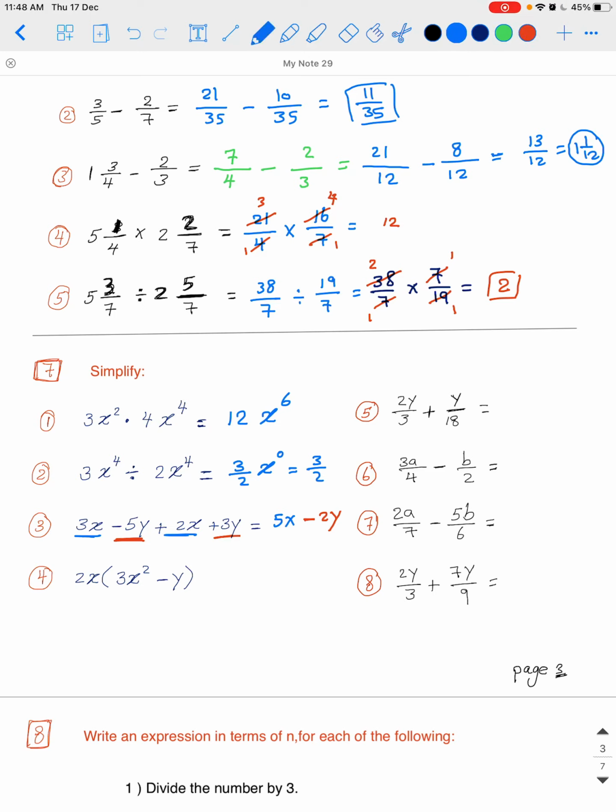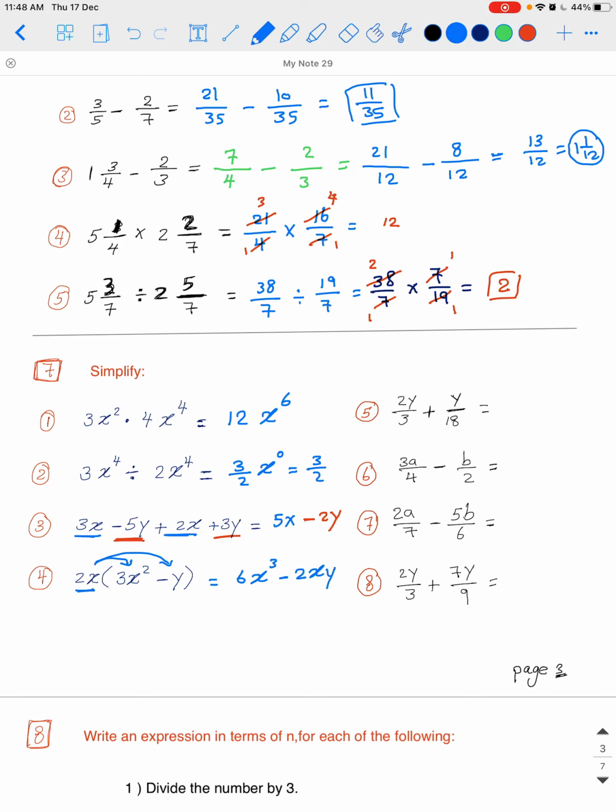Next one, he asked me to expand it. So 2x, I will take it and multiply it by this term and this term. So it will be 2 multiply 3, 6. x multiply x^2, that's x^3. Minus 2 multiply, here is 1, so it's 2xy.